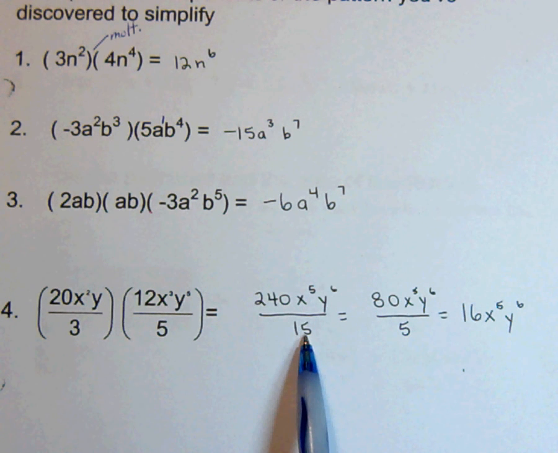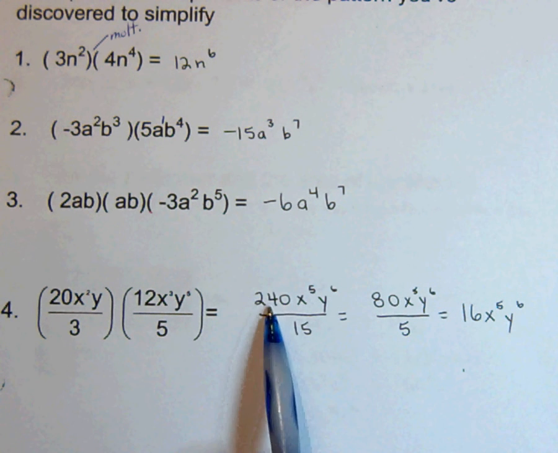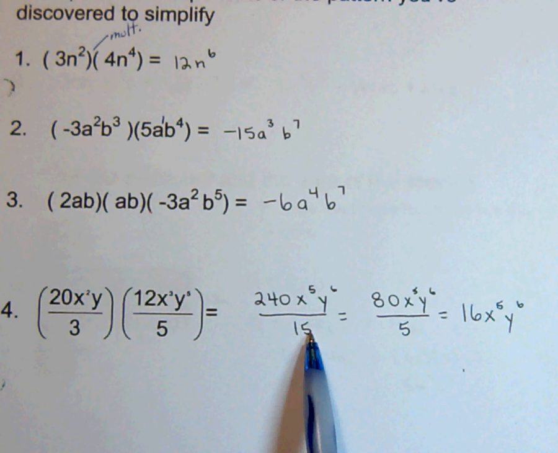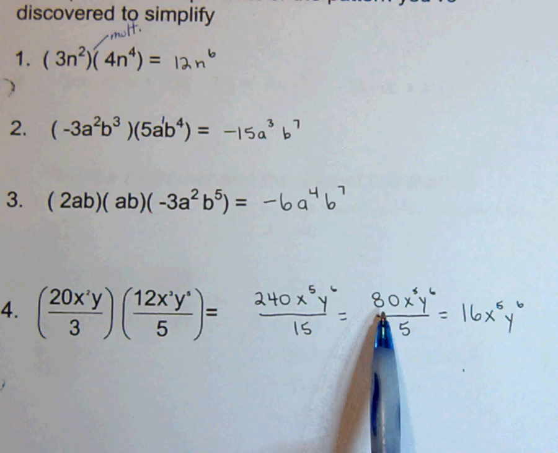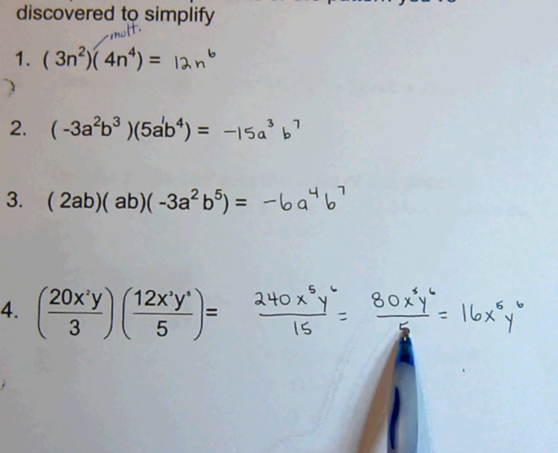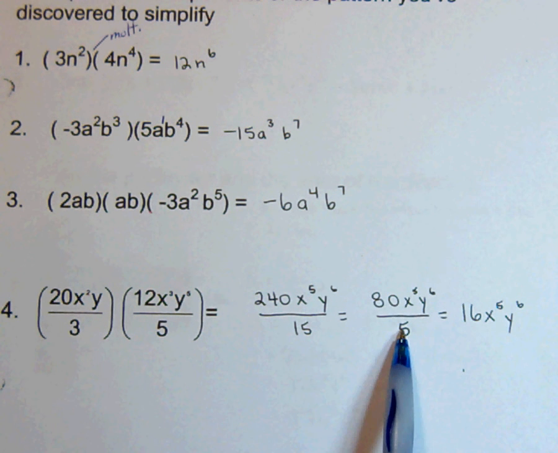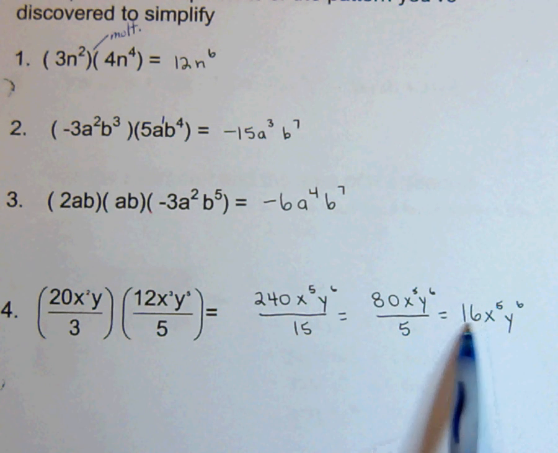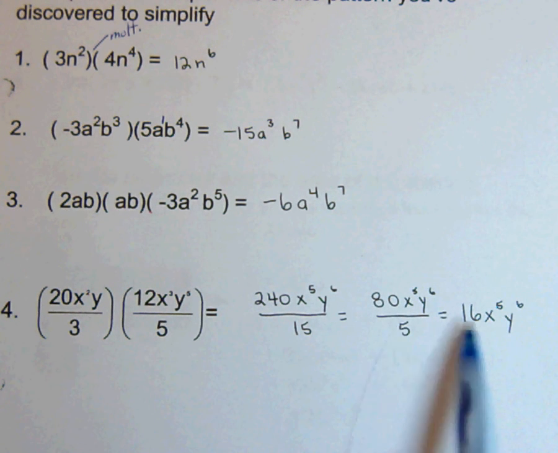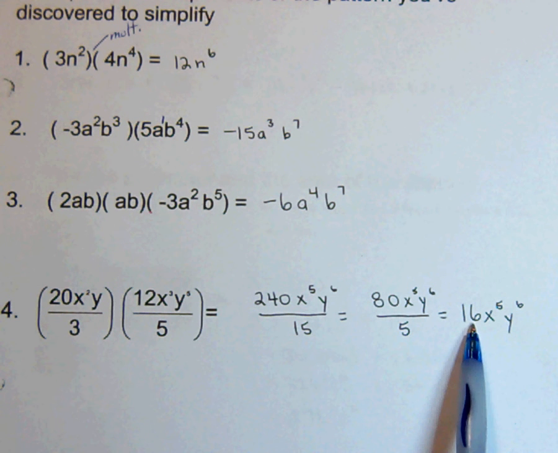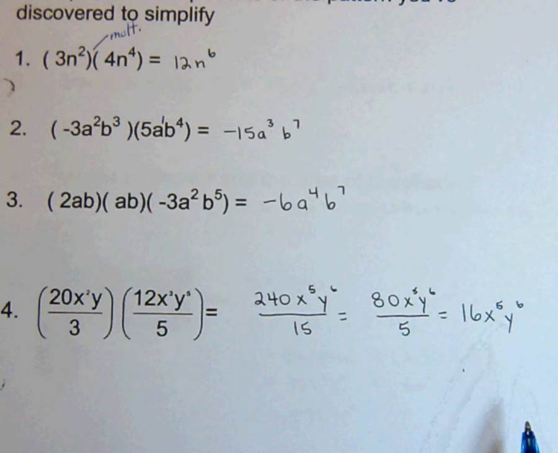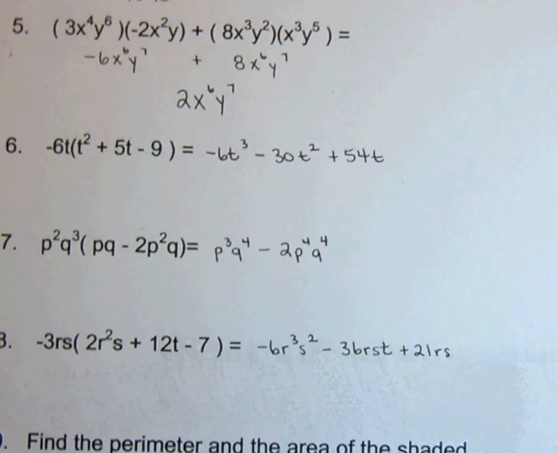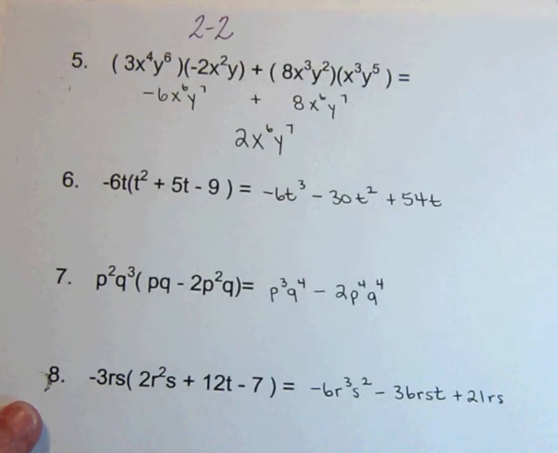You can use your calculator, put in 240 divided by 15, and then math, enter will give you the reduced fraction. This one ends up being a reduced fraction. Actually, it'll end up being a whole number. This is just reducing it once, and then it becomes 16 x to the 5th y to the 6th. Okay, moving on. Let's look at number 5.